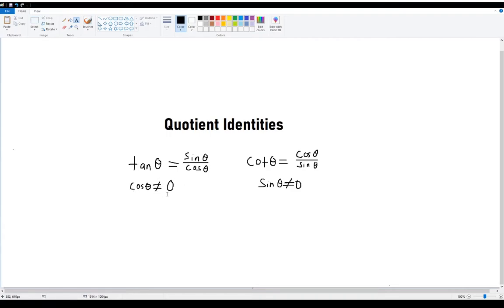The reason that cosine theta cannot be 0 is that it would make this whole expression undefined. The second one, cotangent theta equals cosine theta over sine theta as long as sine theta does not equal 0. Sine theta can't equal 0 for the same reason that cosine theta can't equal 0, because it's in the denominator, and if it were 0 it would make this whole thing undefined. So those are the quotient identities.